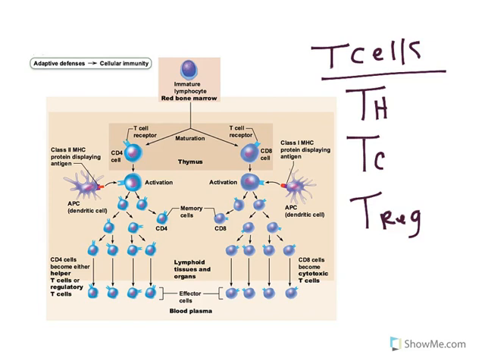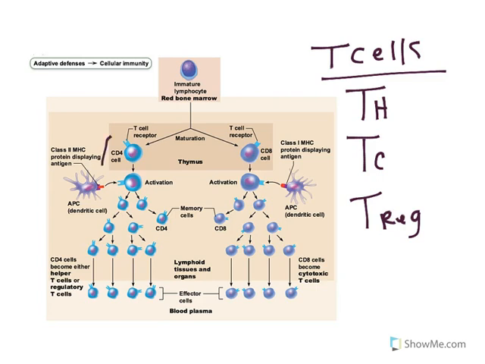As given the name helper, the CD4 cells become helper T cells, which will activate other B cells, other T cells, and macrophages. These CD4 cells might also become a regulatory T cell, which is an immune response moderator, or they could remain as memory cells, whereas the CD8 cells become the cytotoxic T cells that are the more destructive types of cells.